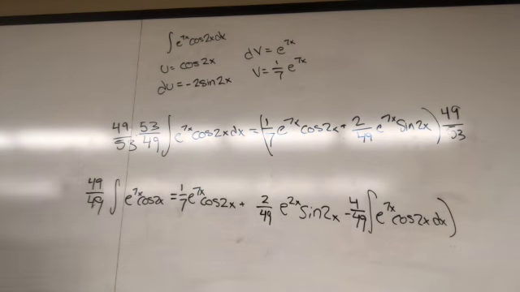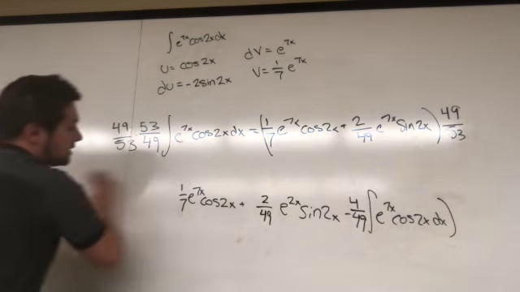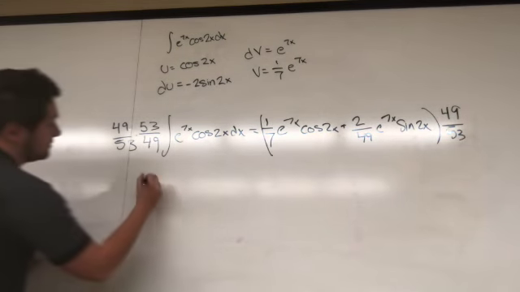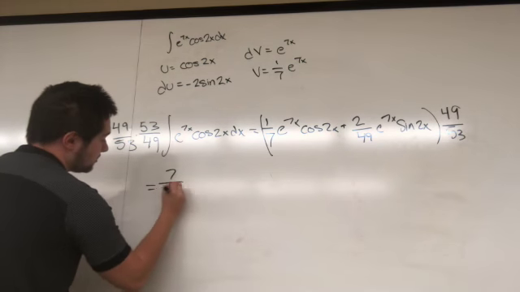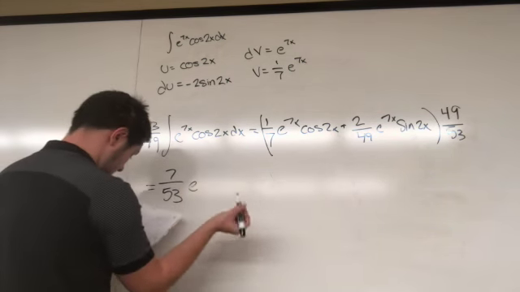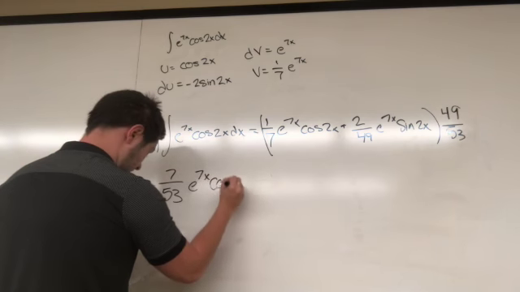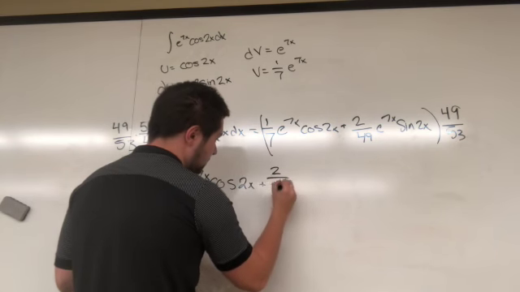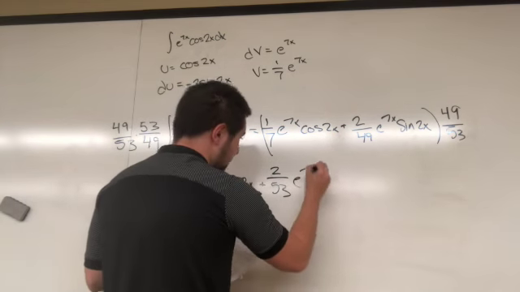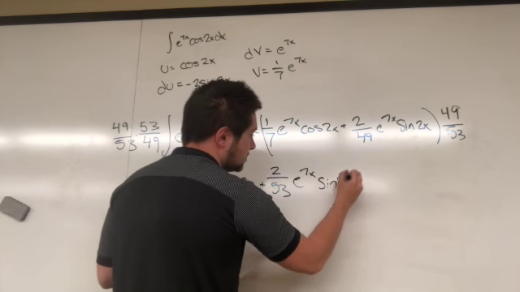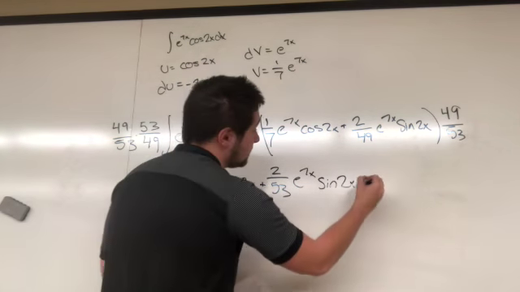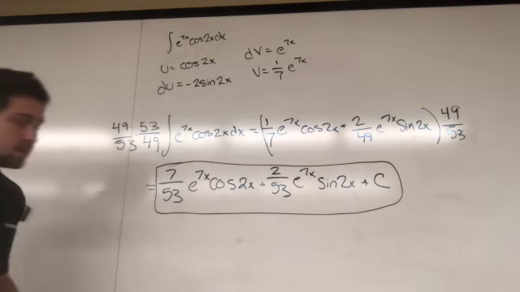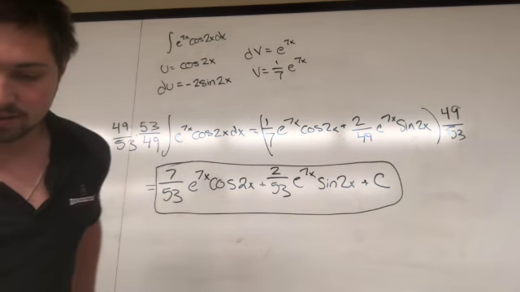And in short, what you end up getting, and I will erase so that we have a grand area for our final answer, we get equals 7 over 53 e to the 7x cosine 2x plus 2 over 53 e to the 7x sine 2x. And then, of course, remember, it's an indefinite integral, so you have to add that c. And that, my friends, is our answer. All right, folks, thank you so much.